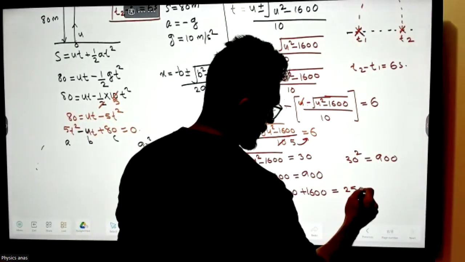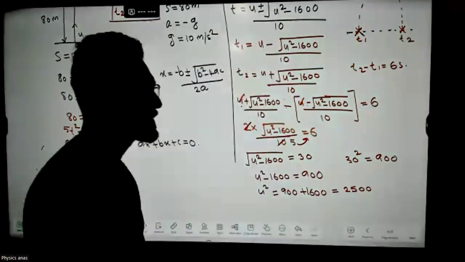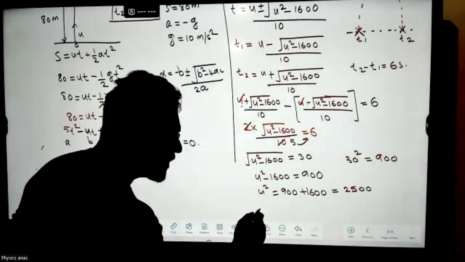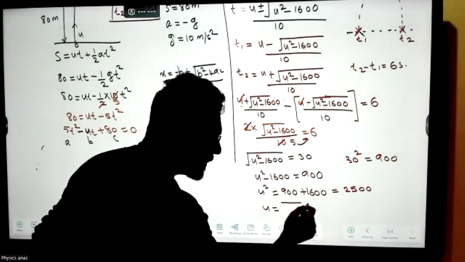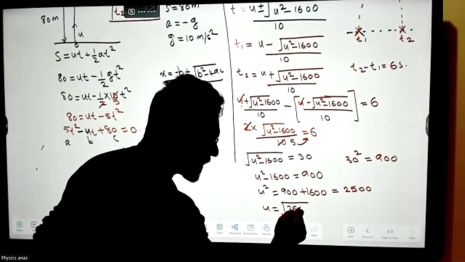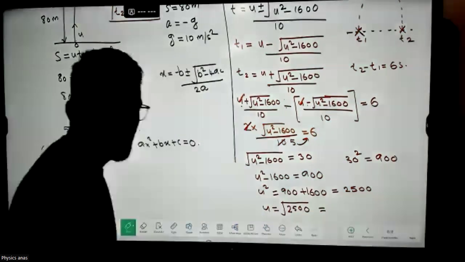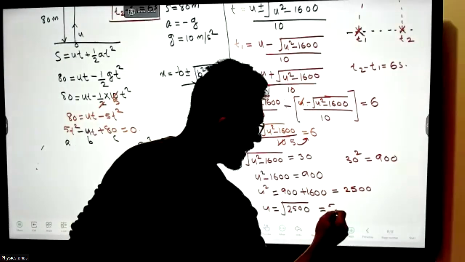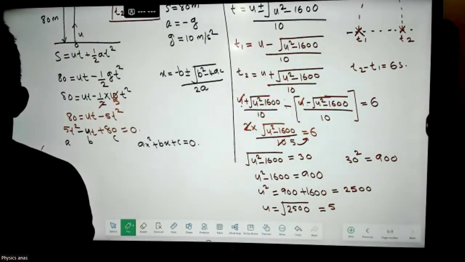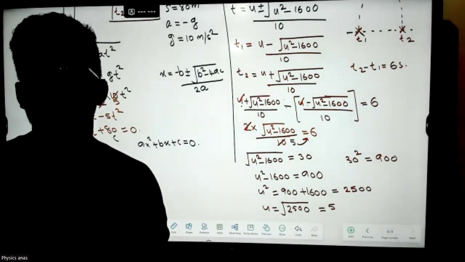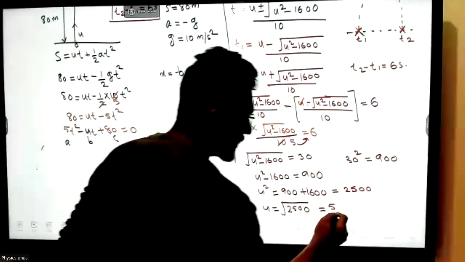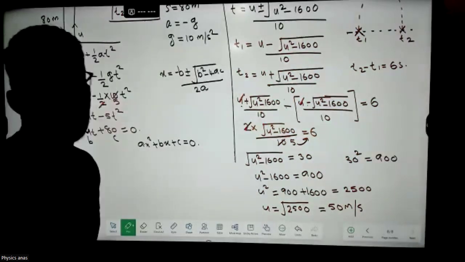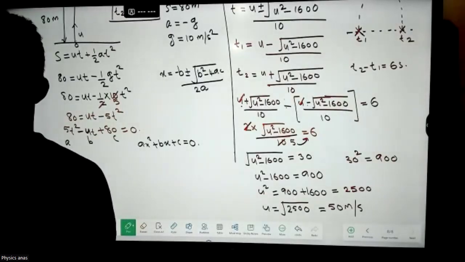That's 2500. Okay. And that's U square. What will be U? U will be the square root of 2500. What is the square root of 25? 5. And the square root of 2 zeros is 0. So that will be 50. 50 meters per second will be our answer.